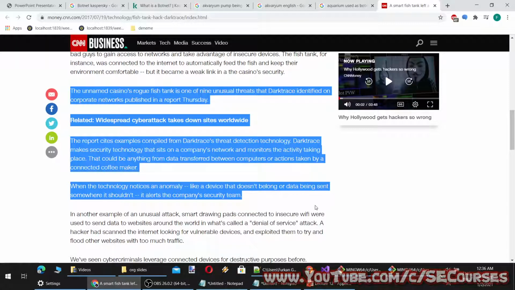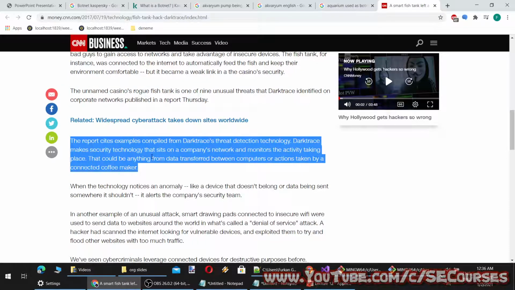The unnamed casino's rogue fish tank is one of 9 unusual threats that Darktrace identified on corporate networks published in a report Thursday. The report cites examples compiled from Darktrace's threat detection technology. Darktrace makes security technology that sits on a company's network and monitors the activity taking place. That could be anything from data transferred between computers or actions taken by a connected coffee maker. When the technology notices an anomaly, like a device that doesn't belong or data being sent somewhere it shouldn't, it alerts the company's security team.